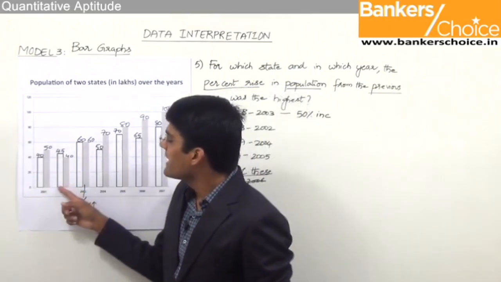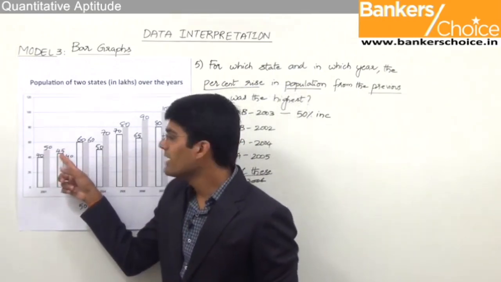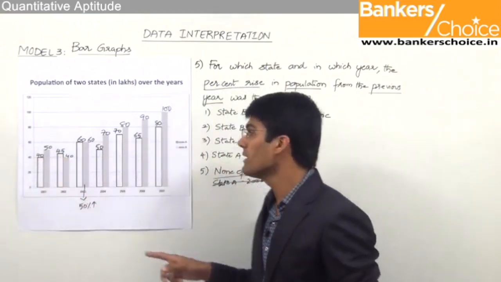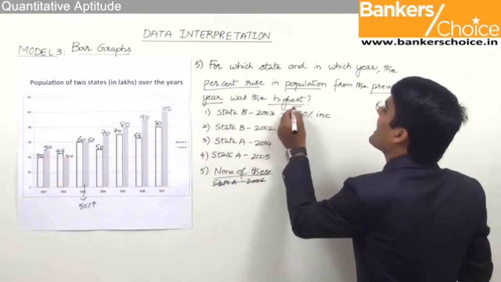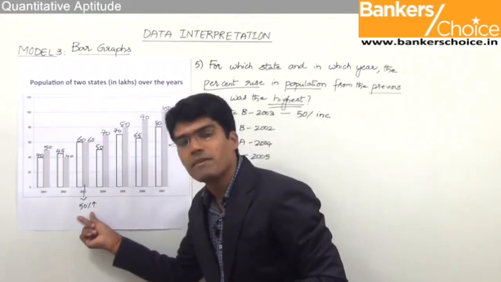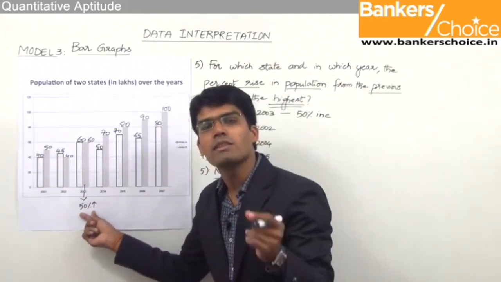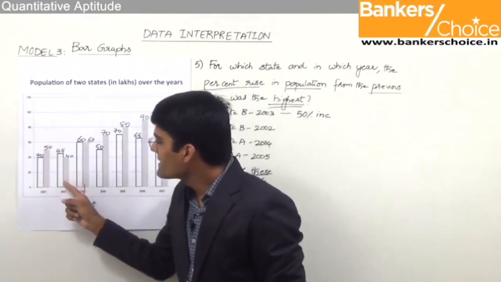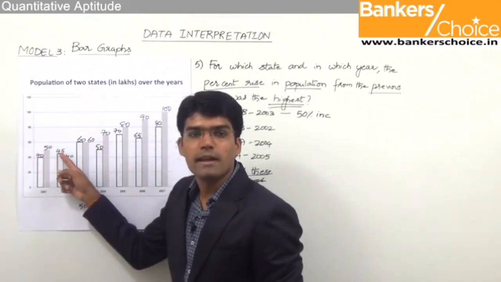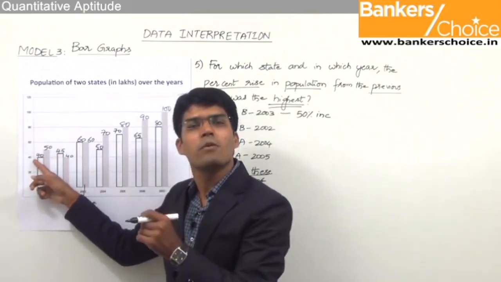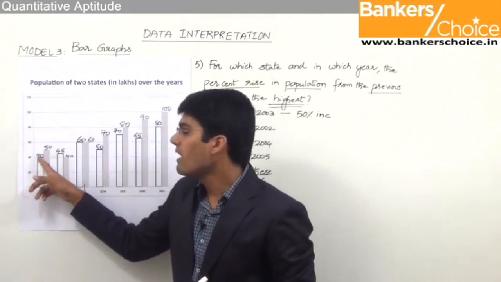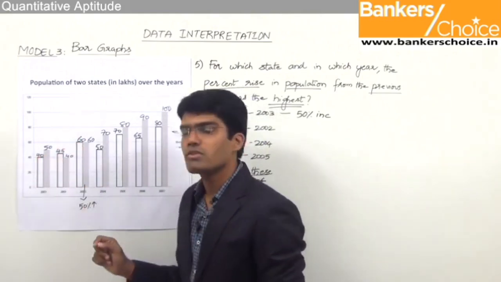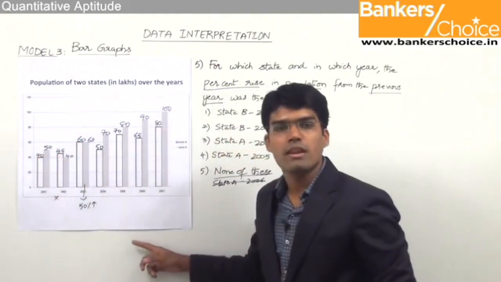Now if we look at state A value in 2002, it is 45. In the previous year it was 40. No way it can be 50 or more than 50. Remember, here we are trying to find out where it was highest. Now we compare only with this 50%. If something appears to be more than 50%, we will calculate only that value. Otherwise we will simply leave it. So state A in 2002 is 45, previous year it was 40. 40 becoming 45 cannot be a 50% increase. Why? Because if 40 should increase by 50%, it should become 60. So state A in 2002 is ruled out. State A in 2002 cannot be the answer.